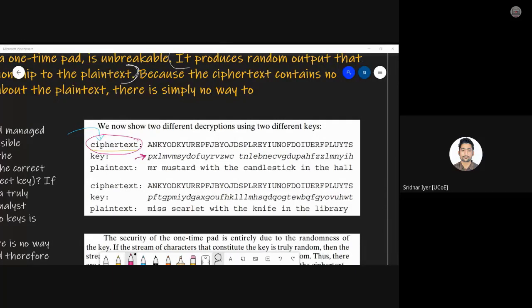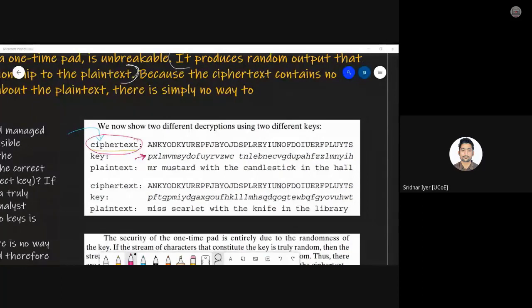Kindly have a look at it once again. I'm repeating once again. The attacker has got access to the ciphertext. The attacker applies different combinations of keys, random combinations, and tries to get some meaningful text. In this case, both the keys are giving me some sort of meaningful text. So both can be correct.